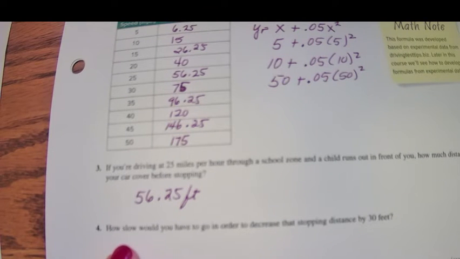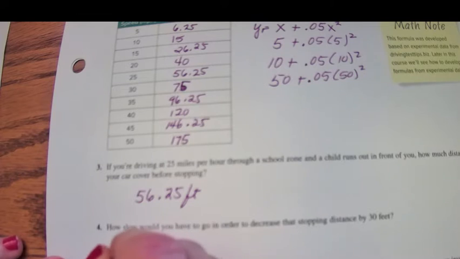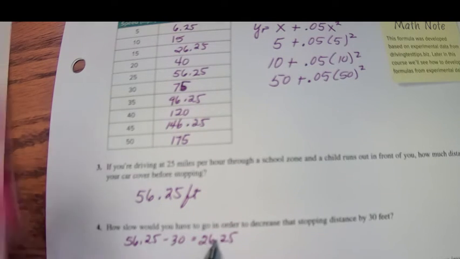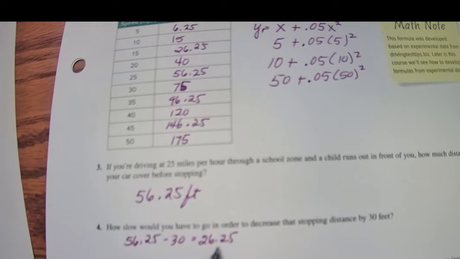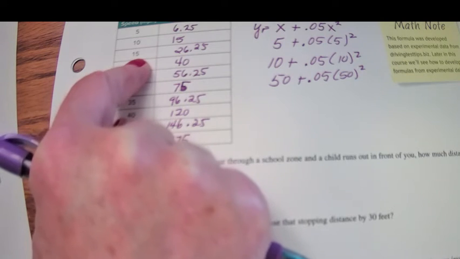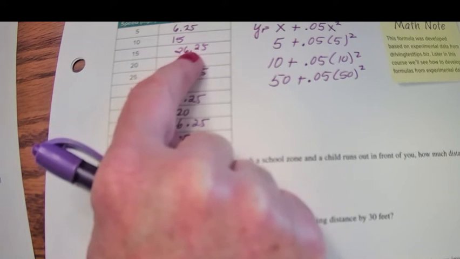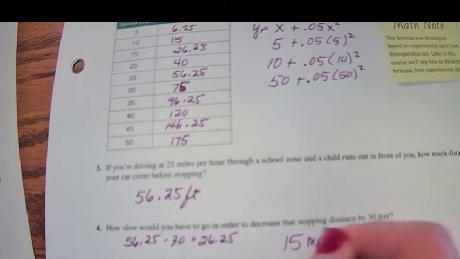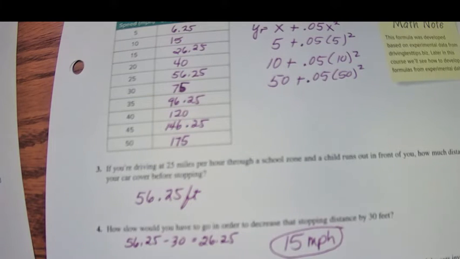Question number 4. How slow would you have to go in order to decrease that stopping distance by 30 feet? Okay, so 56.25 minus 30 is 26.25. If I want to decrease this to 26.25 feet, I'd have to be going at 15 miles per hour. You go up to your table and find 26.25, and we would say that that's got to go to 15 miles per hour. You were doing 25. You got to go down to 15 miles an hour.